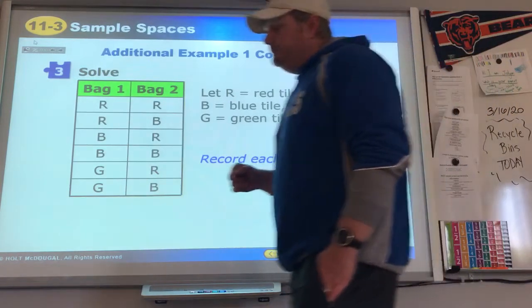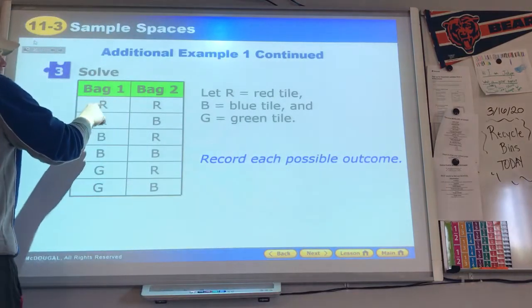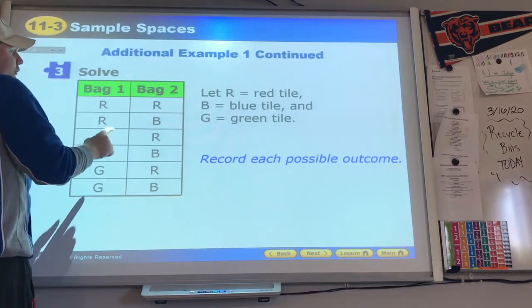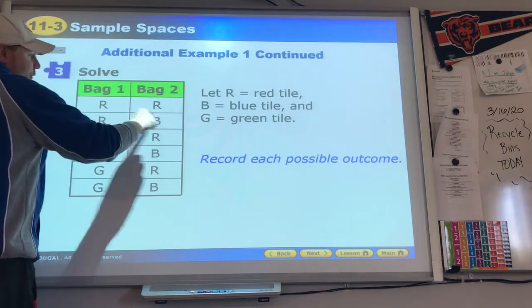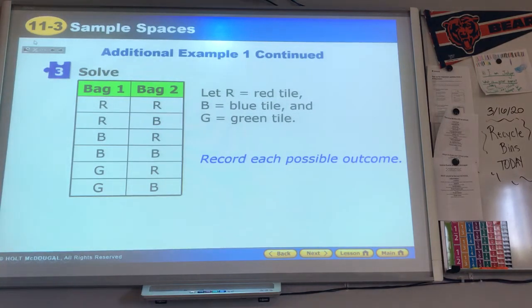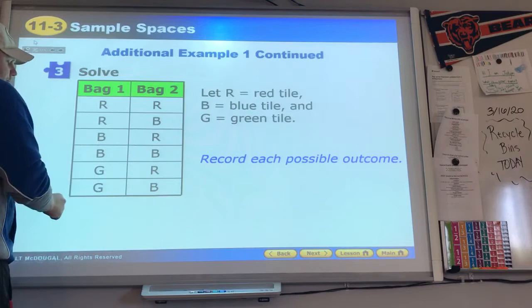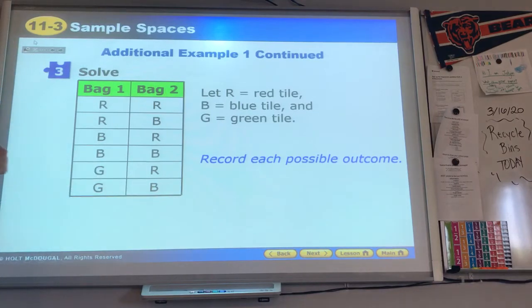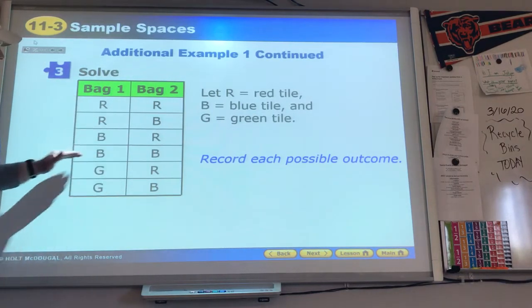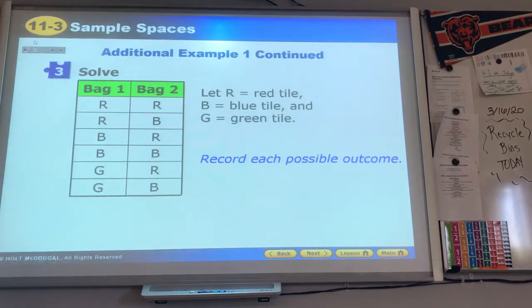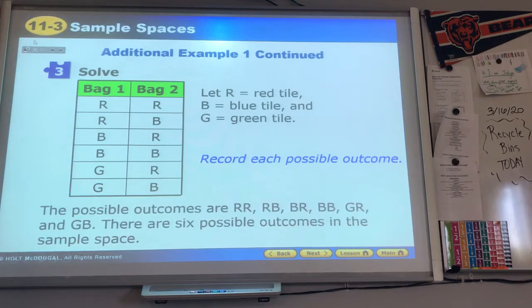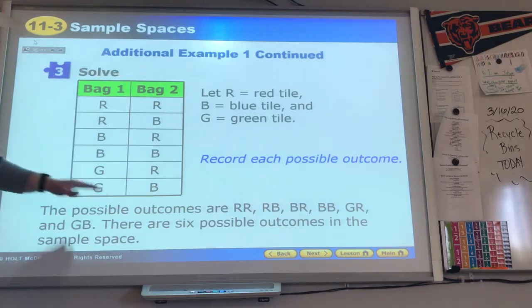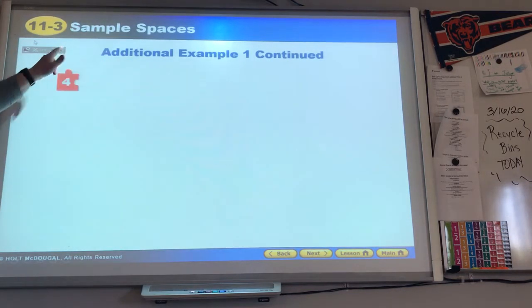From bag 1, I could draw a red, and then from bag 2, draw a red. For bag 1, I could draw a red, and then a blue. That's all the possibilities with red. Then I could do blue-red and blue-blue. And then I could do green-red and green-blue. 1, 2, 3, 4, 5, 6 different possibilities. Oh, we made that chart. And we found that there are 6 different possibilities. Our sample space is 6 different possibilities.